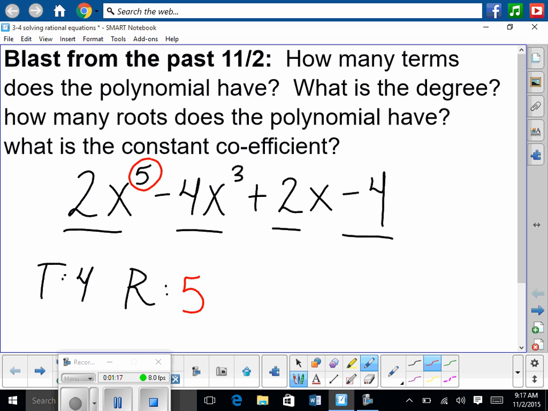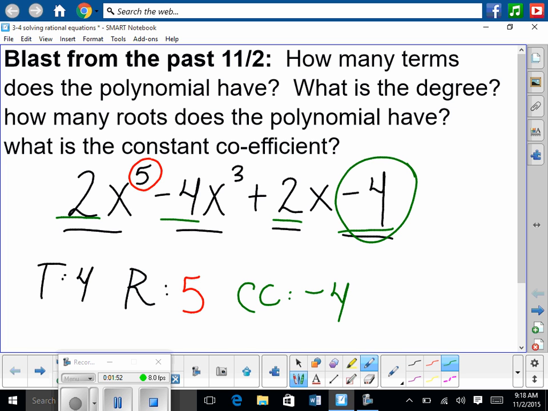Very good. All right, and then what's the constant coefficient? Well, what's a coefficient? It's the number in front of the variables. So 2 is a coefficient, negative 4 is a coefficient, positive 2 is a coefficient, and negative 4 is a coefficient. Okay, well then what's the constant coefficient? Negative 4. Very good. Does everybody see how this is our constant number? That's the constant coefficient.